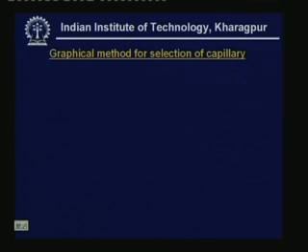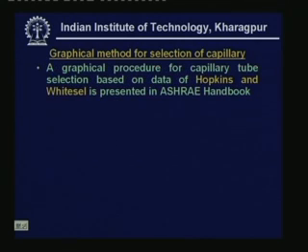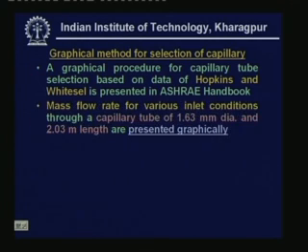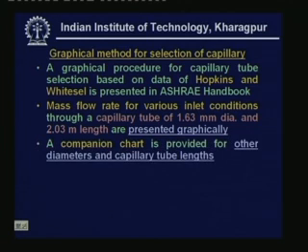Now, let me quickly explain the graphical method for selection of capillary tubes. A graphical procedure for capillary tube selection is based on the data of Hopkins and Whitesell, and this is presented in ASHRAE handbooks. Here the mass flow rate for various inlet conditions through a capillary tube of 1.63 mm diameter and 2.03 meter length are presented graphically.